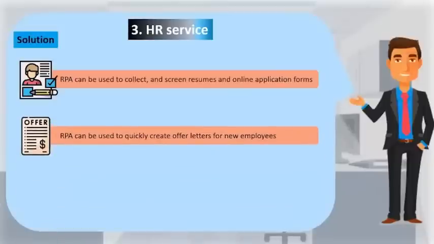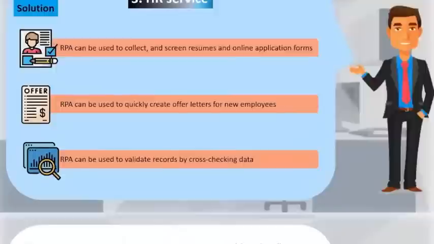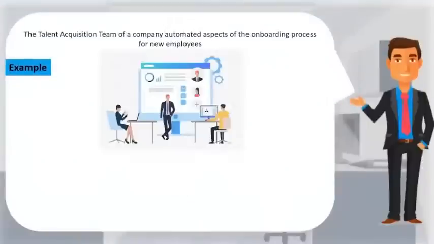RPA can be used quickly to create offer letters for new employees that are both personalized and accurate. It can also validate records by cross-checking data such as absentee reports against time logged in the corporate network and alerting when information is missing or inconsistent. The talent acquisition team of a company automated aspects of the onboarding process for new employees. Previously, the onboarding paperwork was completed manually by one person, consuming a significant amount of employees' time that could have been spent on more valuable work.